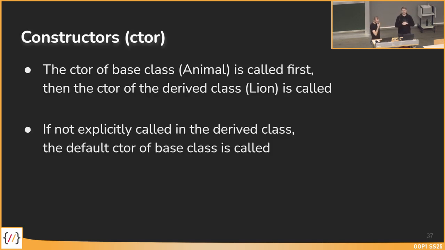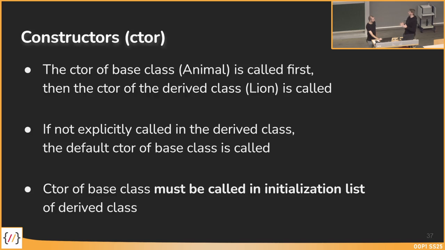The next one is if we do not explicitly call the constructor of the base class in the derived class, then the default constructor of the base class is called implicitly. And the third one is that the constructor of the base class must not be called in the body of the constructor of the subclass, but it must be called in the initialization list. So far, so good. Any questions to that? Because this is really important when understanding constructors in combination with inheritance.